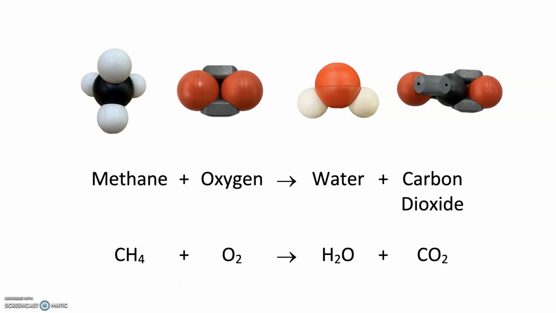In this video, we're going to look at balancing chemical equations. So to start with, I have methane. Methane is CH4, so there's one carbon and 4 hydrogen atoms in this molecule.